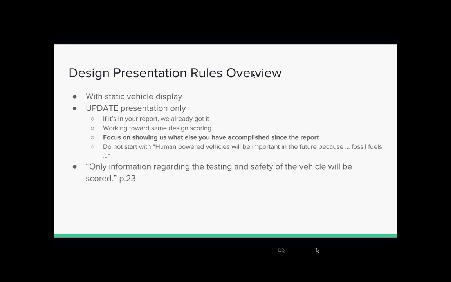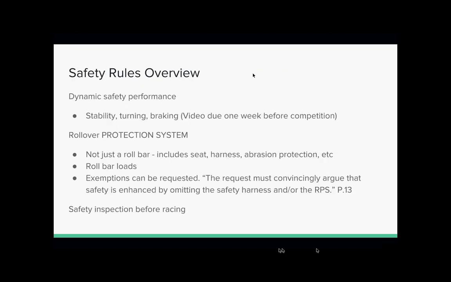Your best chance at improving your design score is to focus on what you've done since you submitted the design report. I know those are due a little bit early, so you may not finish all of your testing. That's the purpose of the update presentation, to let you test in that last month or so and then present that information to us. And a straight quote from the rules here: only information regarding the testing and safety of the vehicle will be scored in the presentation. There's more information on that presentation in the rules, of course, centered around page 23.